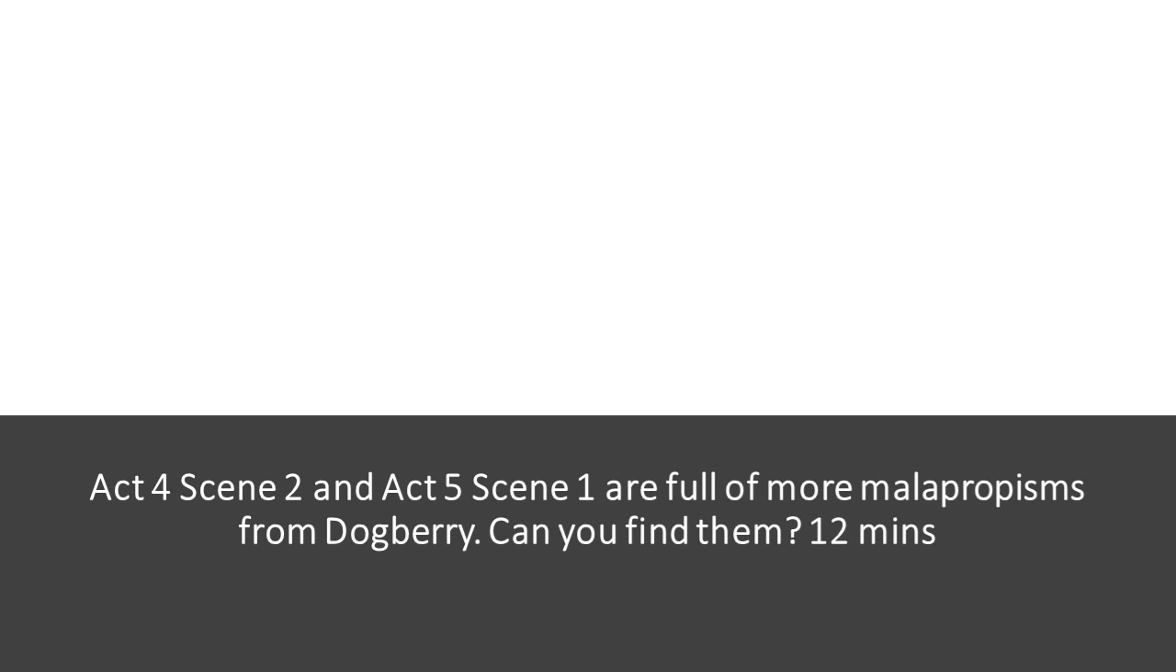So Act 4 Scene 2 and Act 5 Scene 1 are full of more malapropisms from Dogberry. Can you find them? And remember, a malapropism is when you are trying to say something but you use an incorrect word, and so what you're trying to say and what you actually say are very different, and the actual meaning of what you're saying is often very humorous due to the mistake you've made. So pause the video for about 12 minutes to go through those scenes and try and find as many malapropisms as you can.